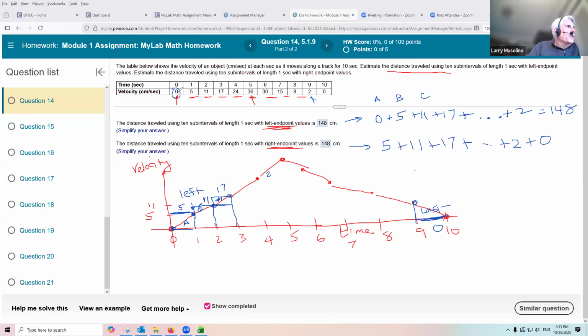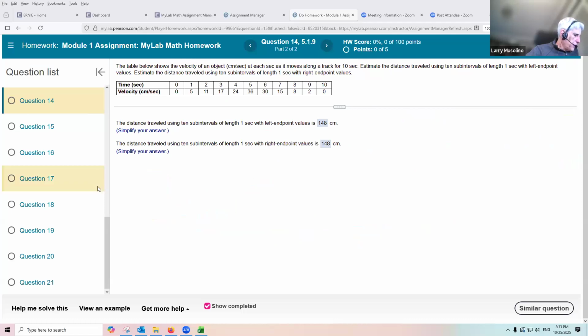But because both of these left and right endpoints ended up with a height of 0, I'm going to get the same answer here. Normally, you would not get the same answer, but in this case, we did, because it didn't matter whether you use the left or right endpoints, we'll end up with the same areas to be summed up. All right, let's do a different example where we don't have the same left and right endpoints like we did here. Let's go to number 15, maybe.